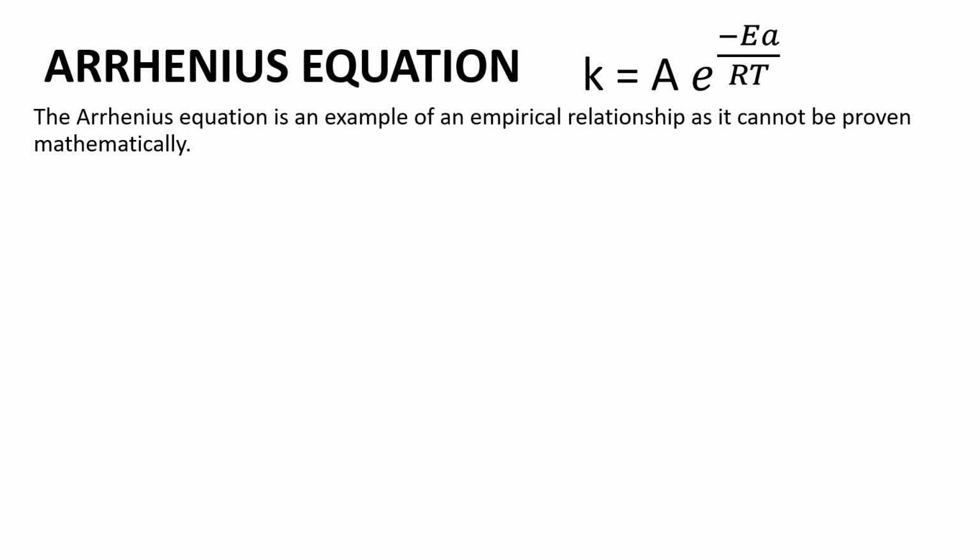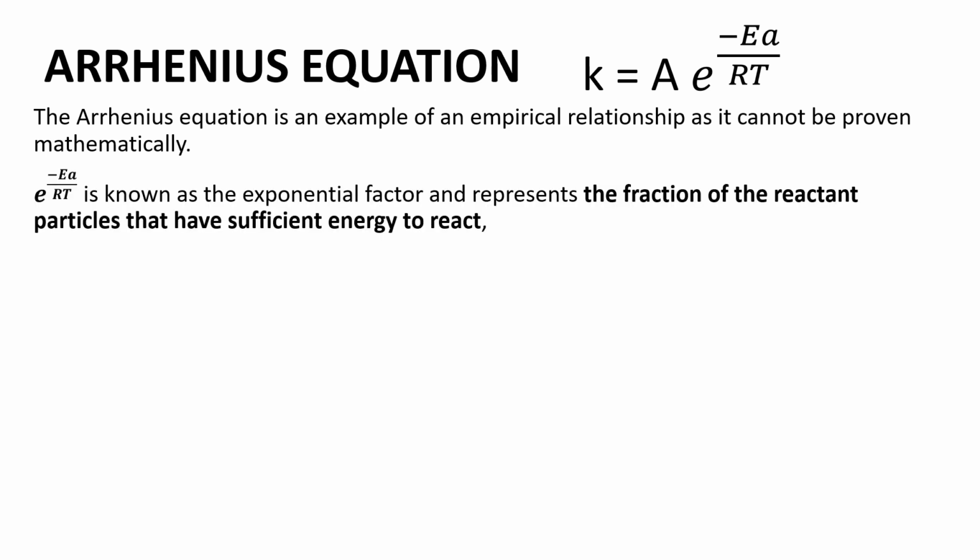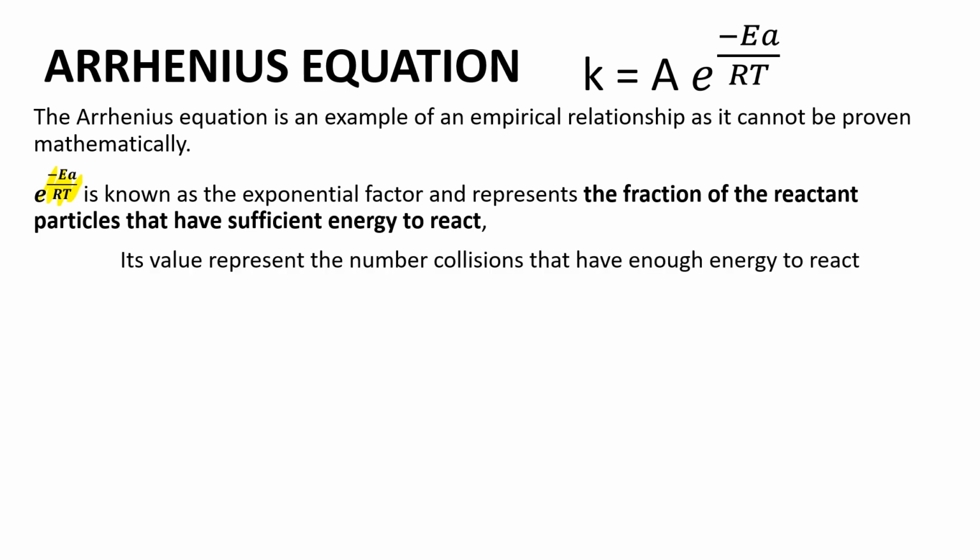First of all, the Arrhenius equation is an empirical relationship. It cannot be proven mathematically. E to the power negative Ea over RT is known as the exponential factor and represents the fraction of the reactant particles that have sufficient energy to react.